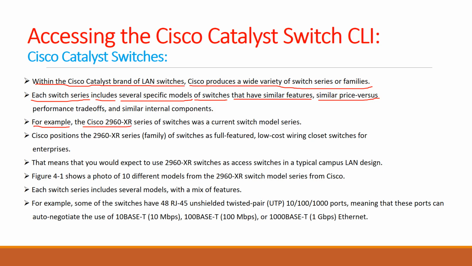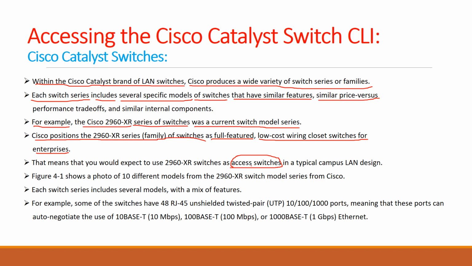The Cisco 2960-XR series of switches was a current switch model series. Cisco positions the 2960-XR series family of switches as full-featured and low-cost wiring closet switches for enterprises. What does this mean? It means that you would expect to use the 2960-XR switches as access switches in a typical campus LAN design.